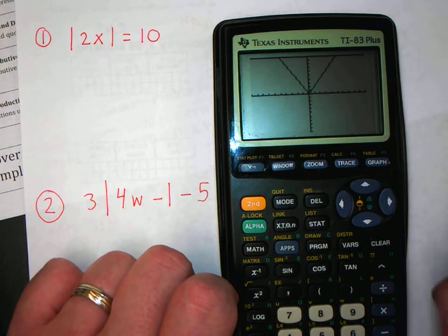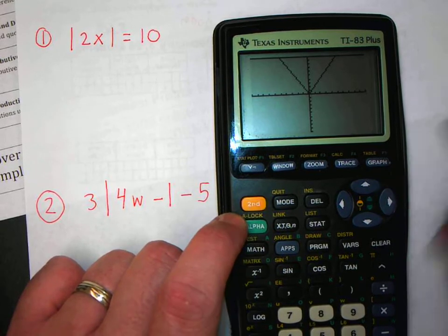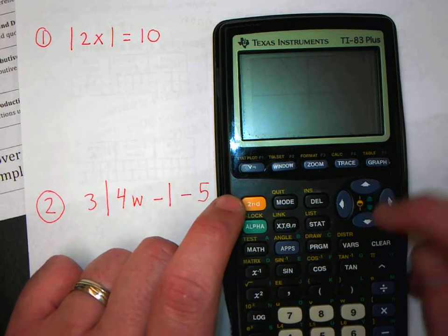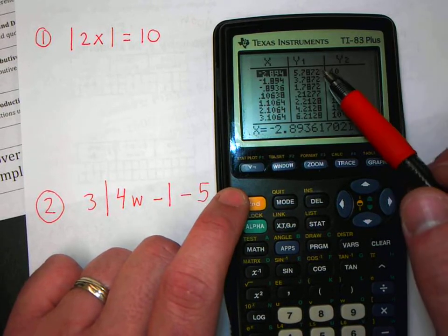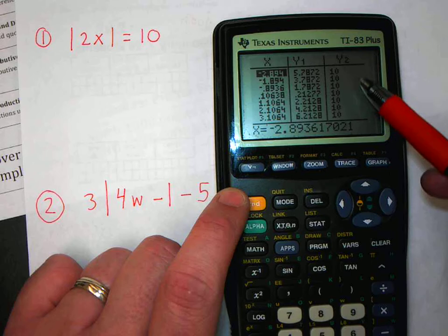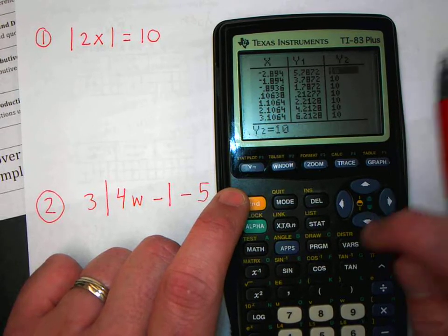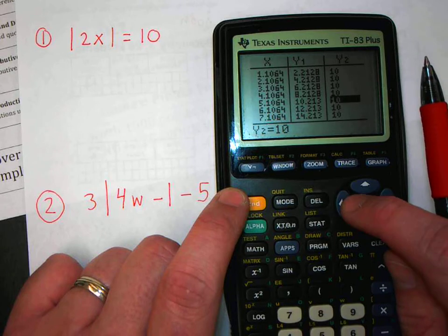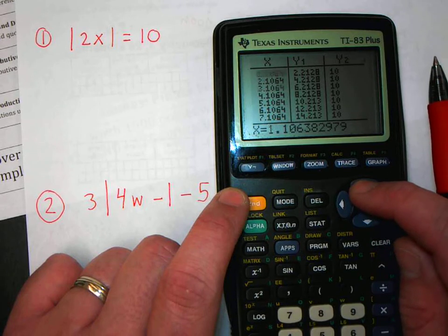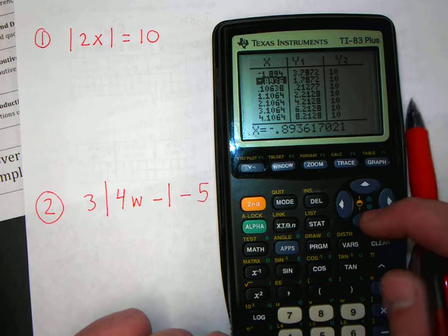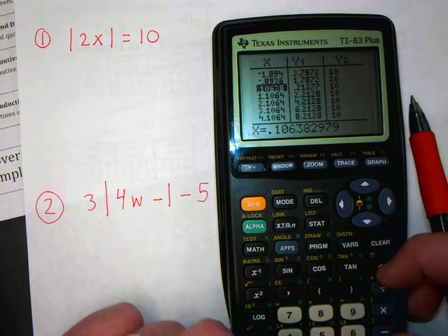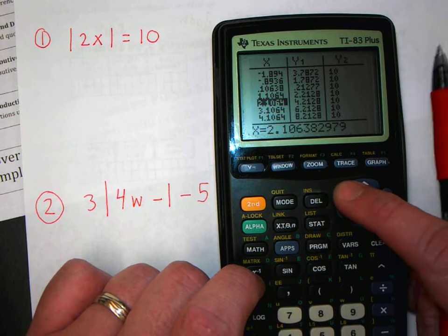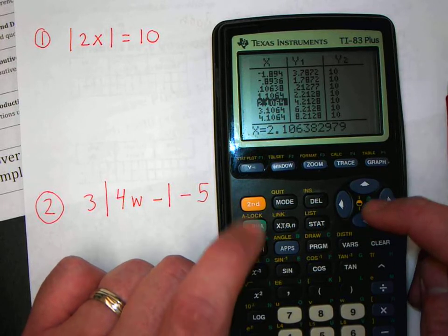If you're not a very visual person, you could go here to table. See where it says table? So you could do second table, and then since you put your first value in y1 and your second value in y2, you could try to scroll down and figure out when it's 10. Whoever had this calculator before me told it not to count by 1, so I'm not sure how to change that.